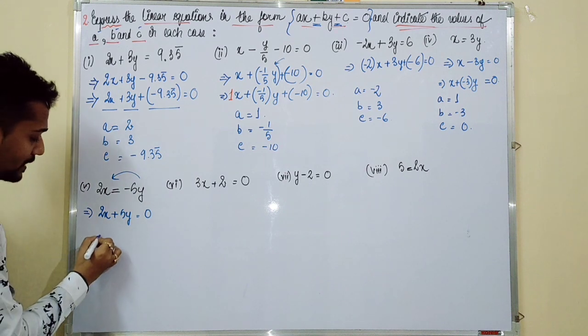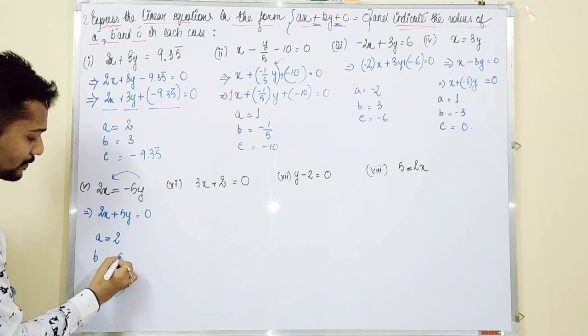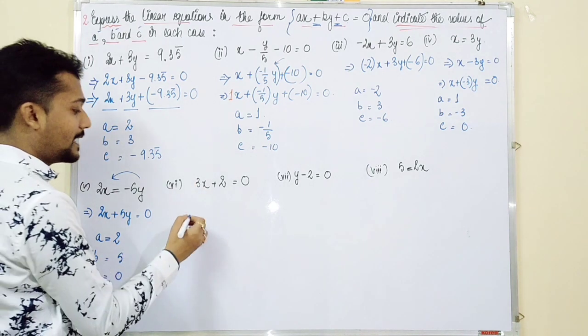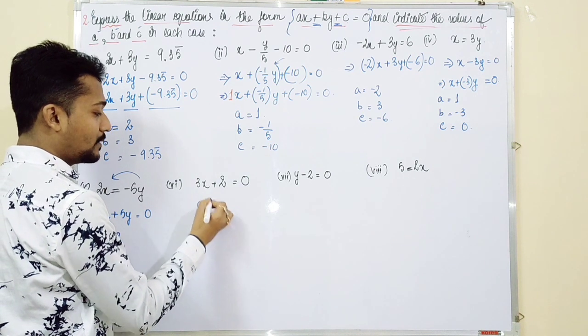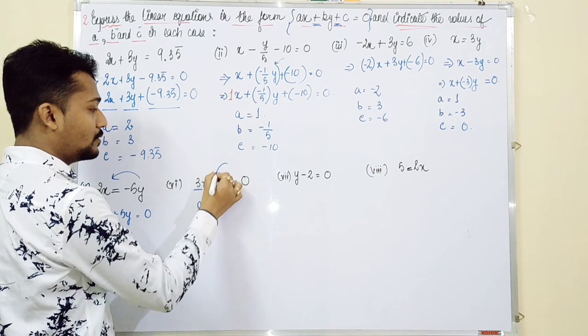Now see, here A is equal to how much? 2, B is equal to how much? B is equal to 5 and C is equal to nothing is there, that means 0. Here directly we can write A is equal to how much? A is equal to 3. B is equal to how much? There is no value of B.